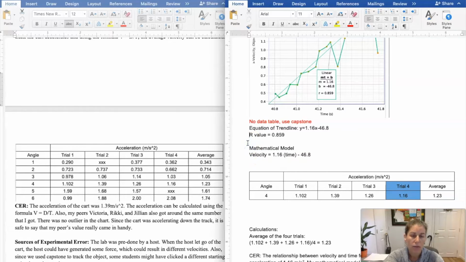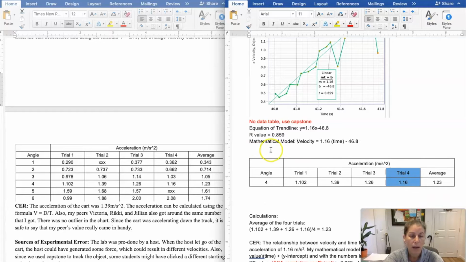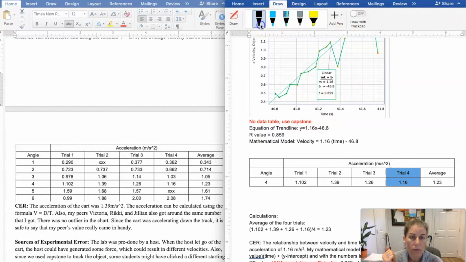You don't have to rewrite it, but you can. And then you've got your mathematical model. The mathematical model is the next step after the equation of the trend line. And all you're doing is taking what's actually on the y-axis and plugging it in for y, and taking what's actually on the x-axis and substituting in that word for the x. So you'll see you got velocity equals 1.16 times time.